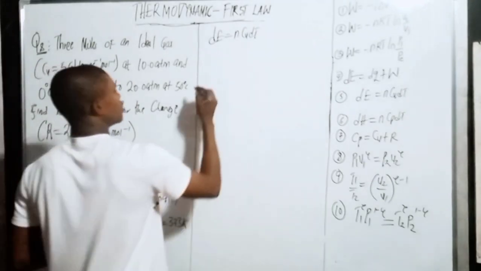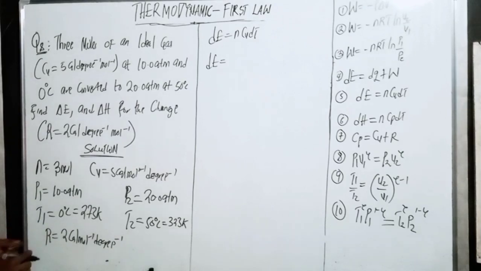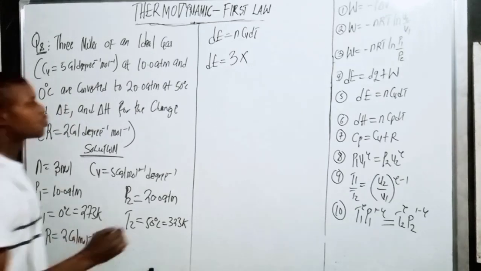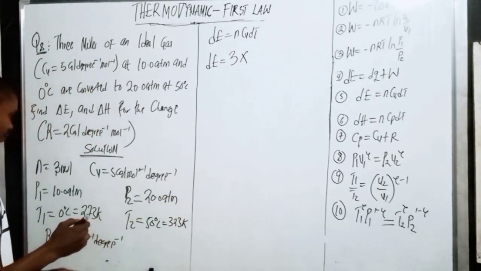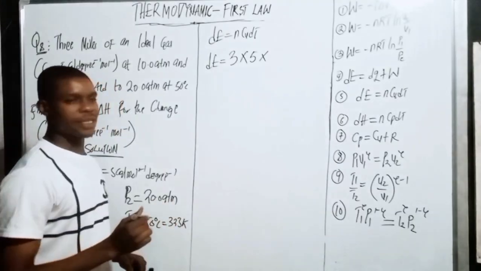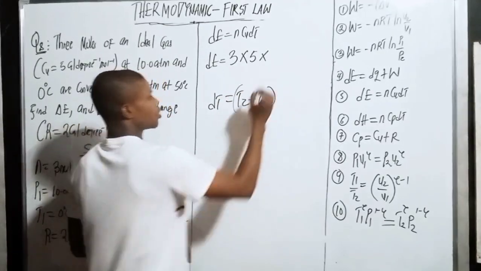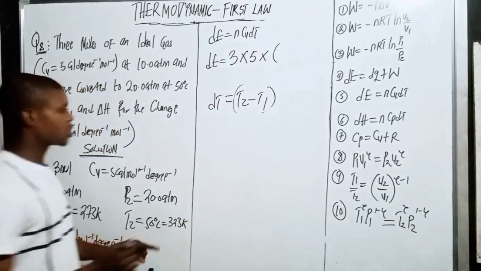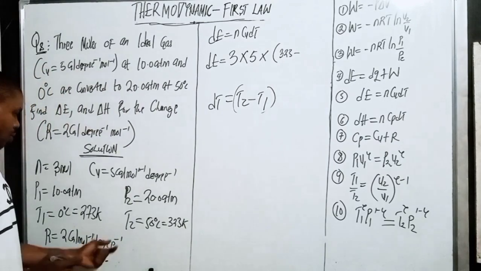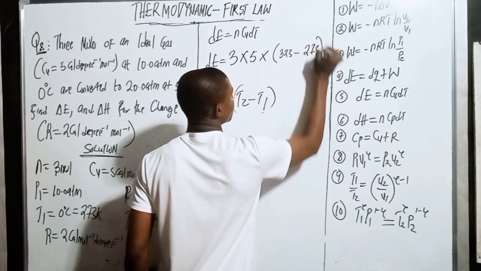So here we have change in E equals my n. What is my n? My n is 3. 3 times Cv, which is 5, times change in T. Remember, change in T equals T2 minus T1, right? So it will be my T2, which is 323, minus T1, which is 273. Can you see that?